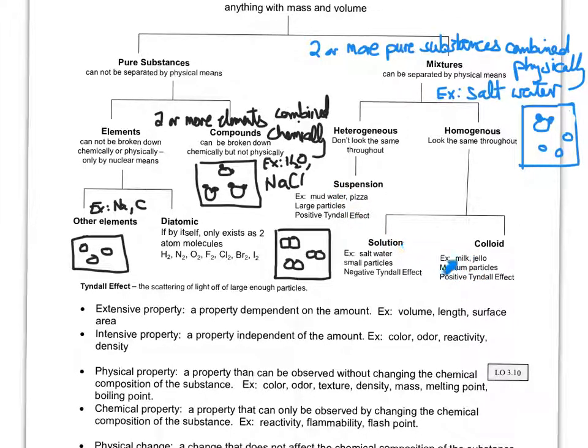To separate between those two, because to the naked eye they both look the same throughout, we use something called the Tyndall Effect, which is the scattering of light off of the large particles. If I shine a laser through the solution, if you remember last year, you couldn't see the light in the solution itself. But if I shine it through a colloid, you can see the light scattering off of the particles in a colloid and also of a suspension. So suspension and colloid have a positive Tyndall effect. Solution has a negative Tyndall effect.